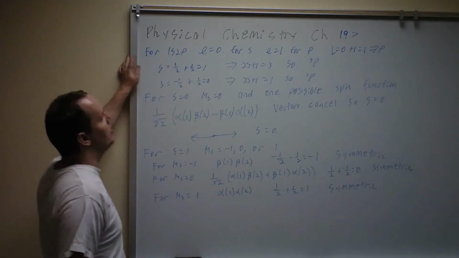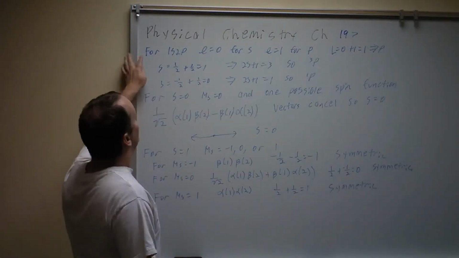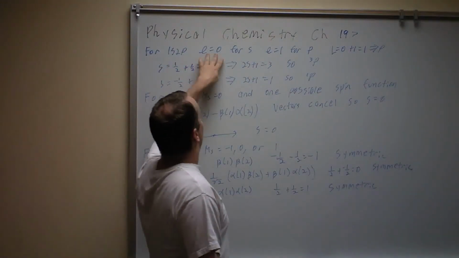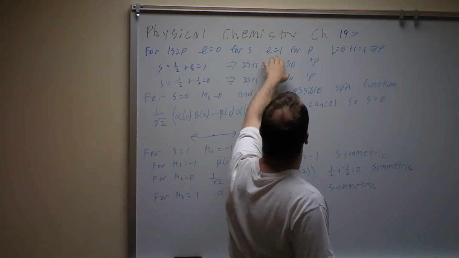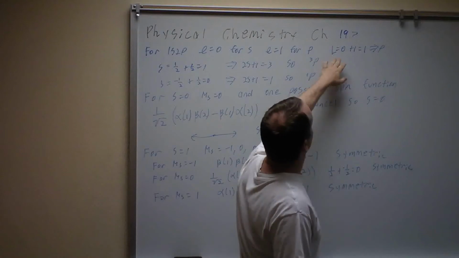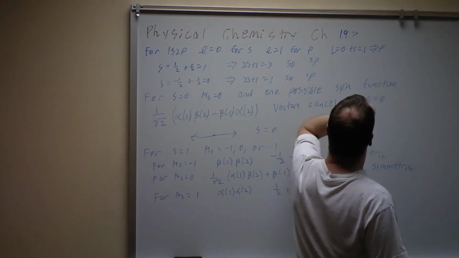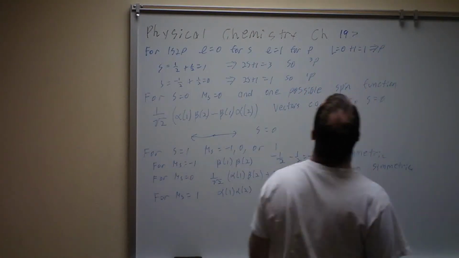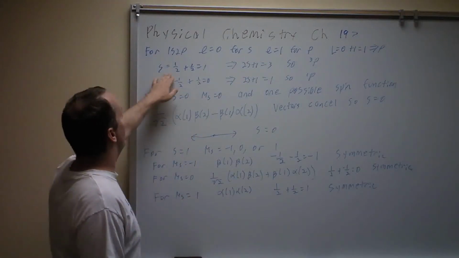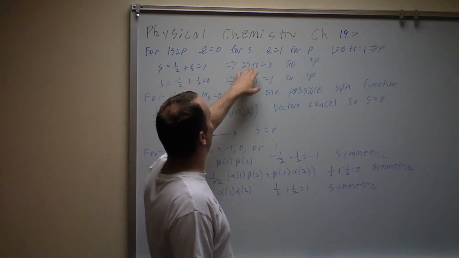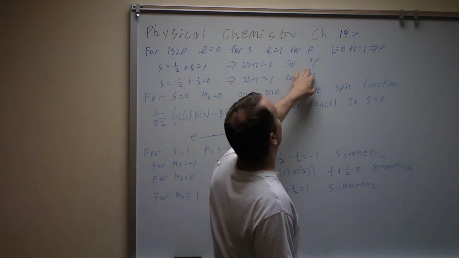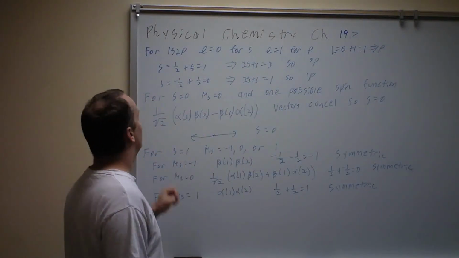Continuing on physical chemistry, chapter 19, section 7. So for 1s2p, we have lowercase l equals 0 for s, l equals 1 for p. Capital L equals 0 plus 1, which is equal to 1, therefore P. So we have S is equal to 1/2 plus 1/2, which is equal to 1, therefore 2S plus 1 is equal to 3, so we have the triplet P state.